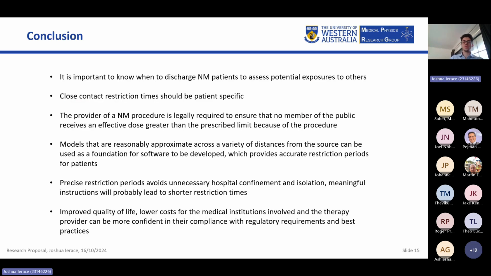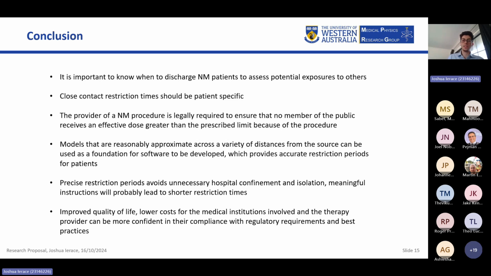To conclude, it is important to know when to discharge nuclear medicine patients so we can assess the potential exposures to others. A close contact restriction period, if implemented, should be patient-specific. The provider of a nuclear medicine procedure is legally required to ensure that no member of the public receives an effective dose greater than the prescribed limit of 1 millisievert, as outlined by the ICRP 103 report.